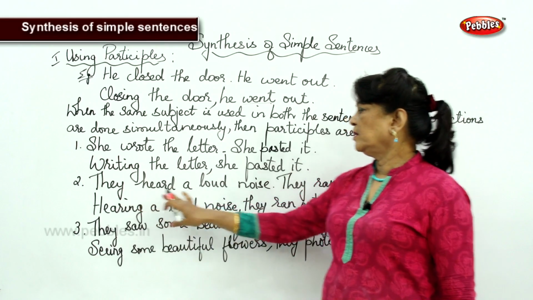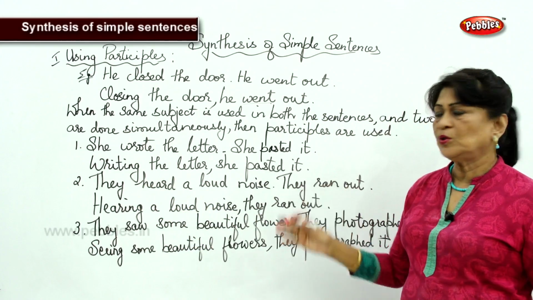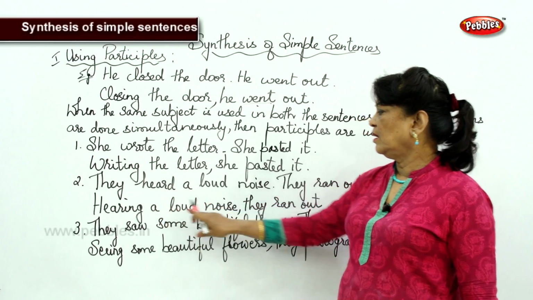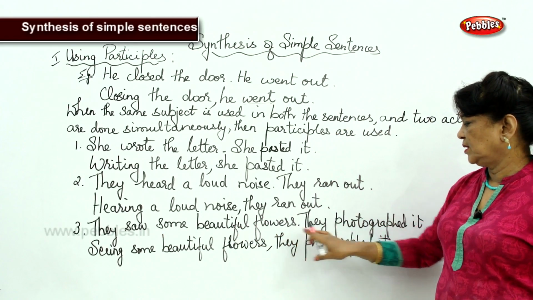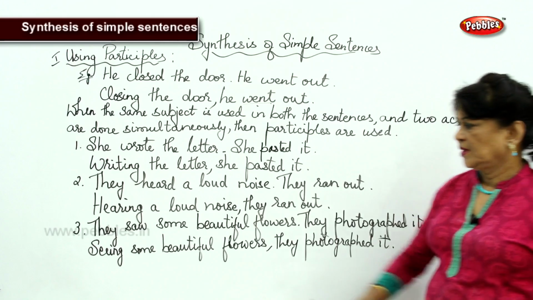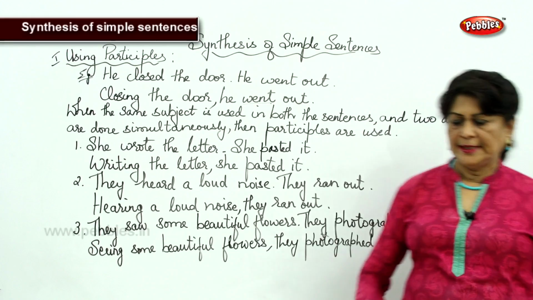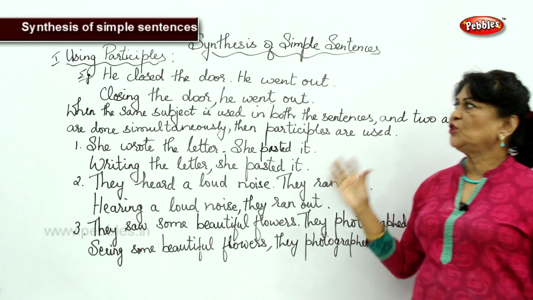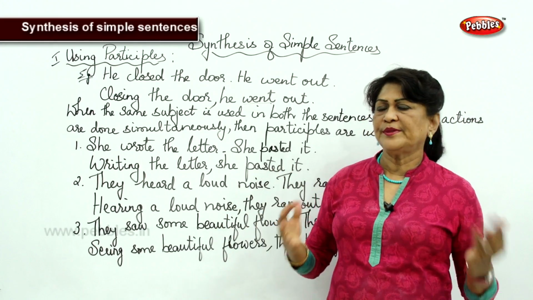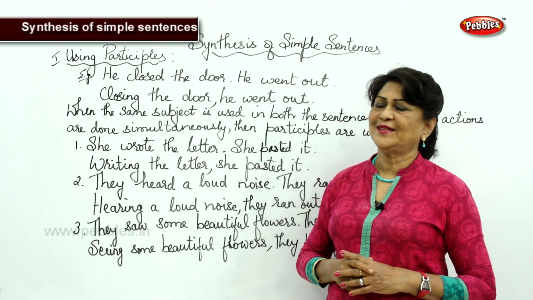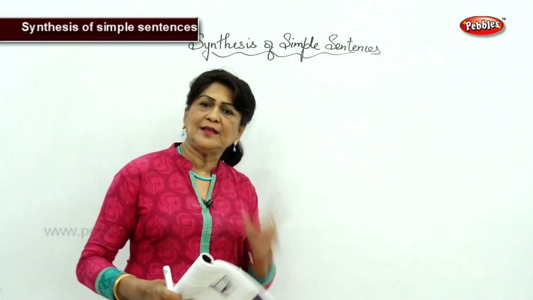Okay. They heard a loud noise, they ran out. So the same subject but two different actions. Hearing a loud noise, they ran out. They saw some beautiful flowers, they photographed it. Seeing some beautiful flowers, they photographed it. Is that clear now? This is one way of synthesizing or combining two simple sentences into one simple sentence. Okay. In using participles, there is another method.